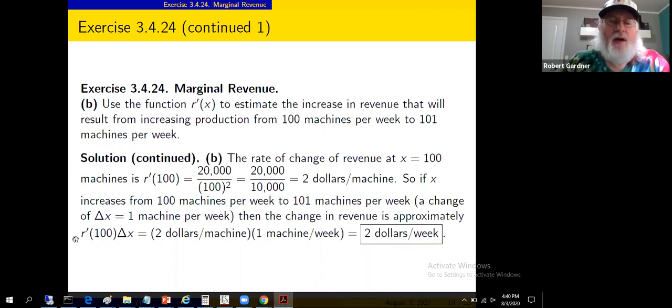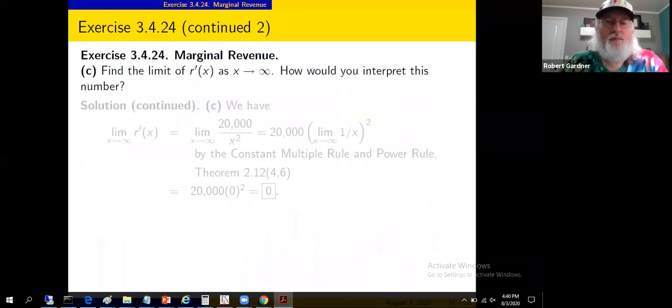This idea of taking an instantaneous rate of change and multiplying it by a specific change in the input value to give an approximate change in the original function, we'll see a lot more of that at the end of chapter 3. For now, let me just introduce this as kind of a foreshadowing. We'll do one more example that's related to this as well.